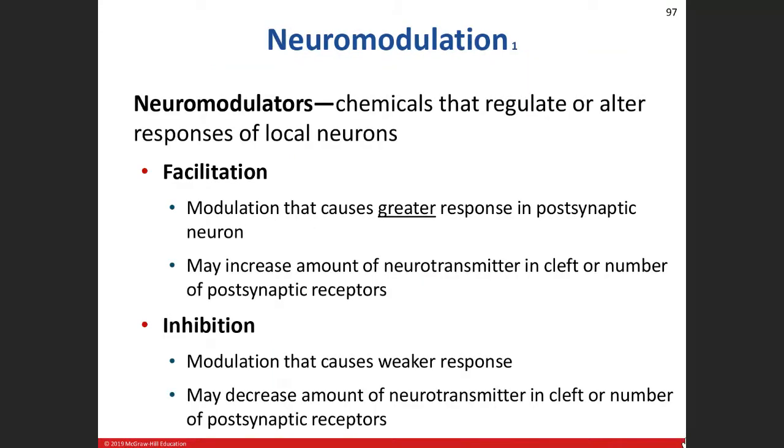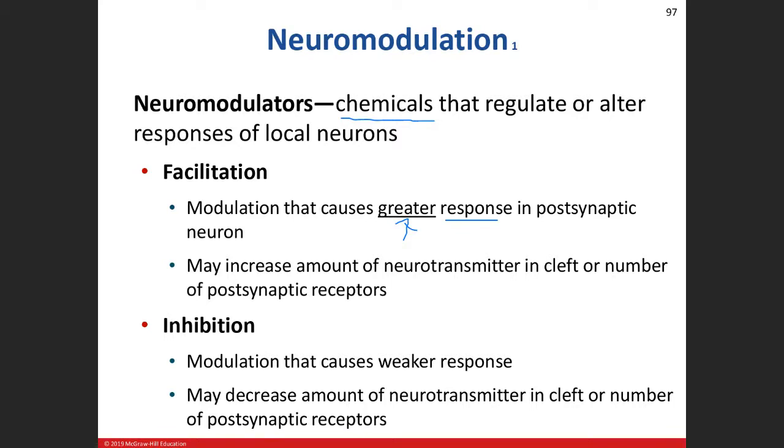Last part, neuromodulation. How we can regulate our signals here. We have some chemicals that can affect the response of some of the neurons. And the two types of neuromodulation are facilitation and inhibition. So when we're undergoing facilitation, we're going to see an increased response in our postsynaptic neuron.